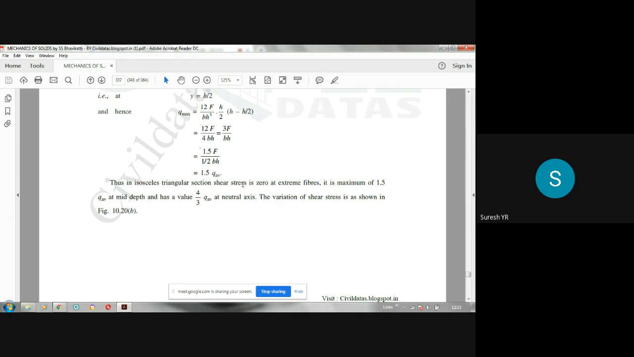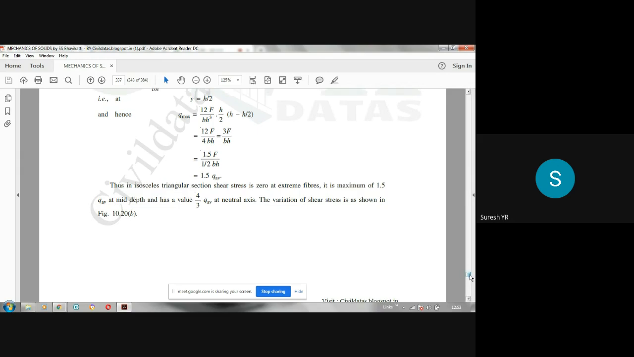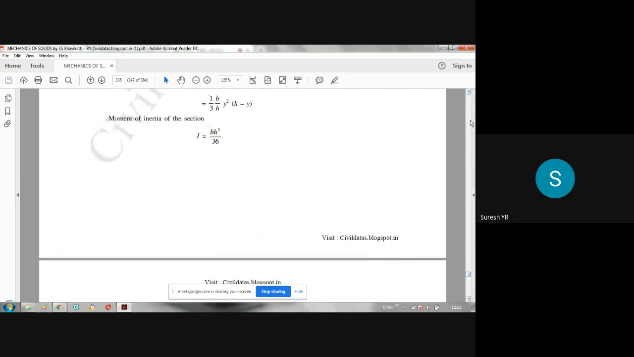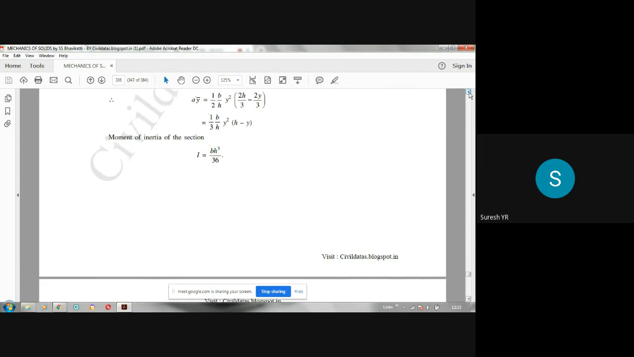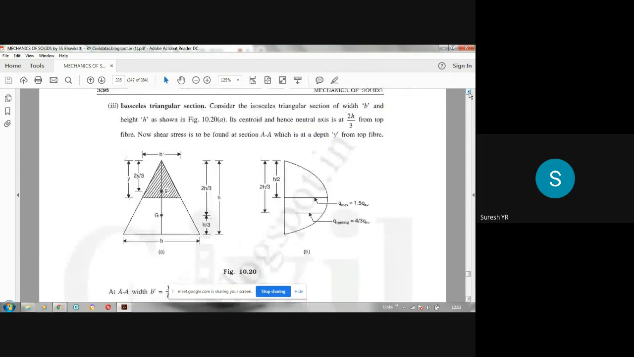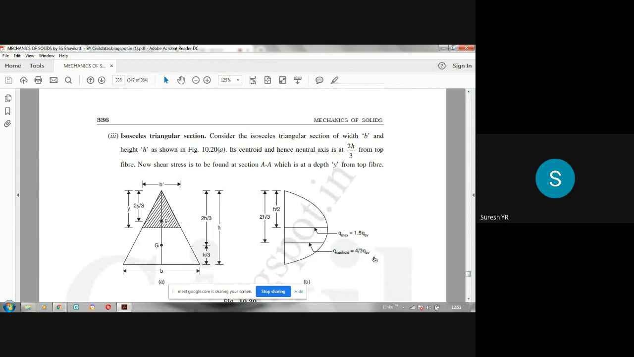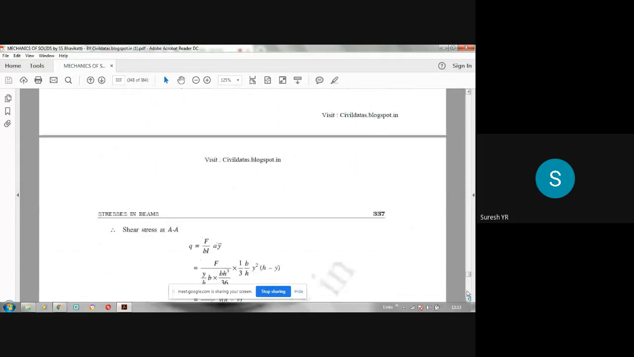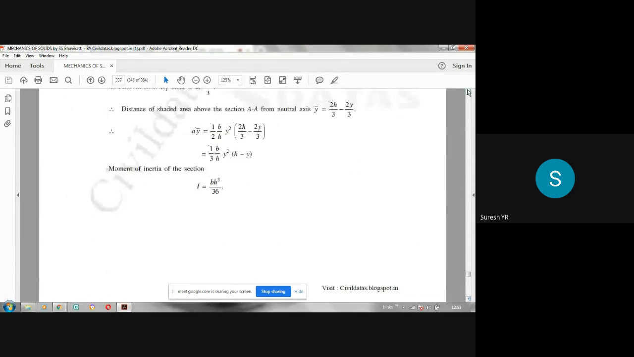That means in the case of an isosceles triangular section, it is a special case where you have the maximum shear stress at y equal to h by 2. The maximum shear stress is 1.5 times q average, and at the neutral axis the shear stress is 4 by 3, that is 1.33 times the average shear stress. So this is the derivation for the shear stress distribution in an isosceles triangle section of a beam.